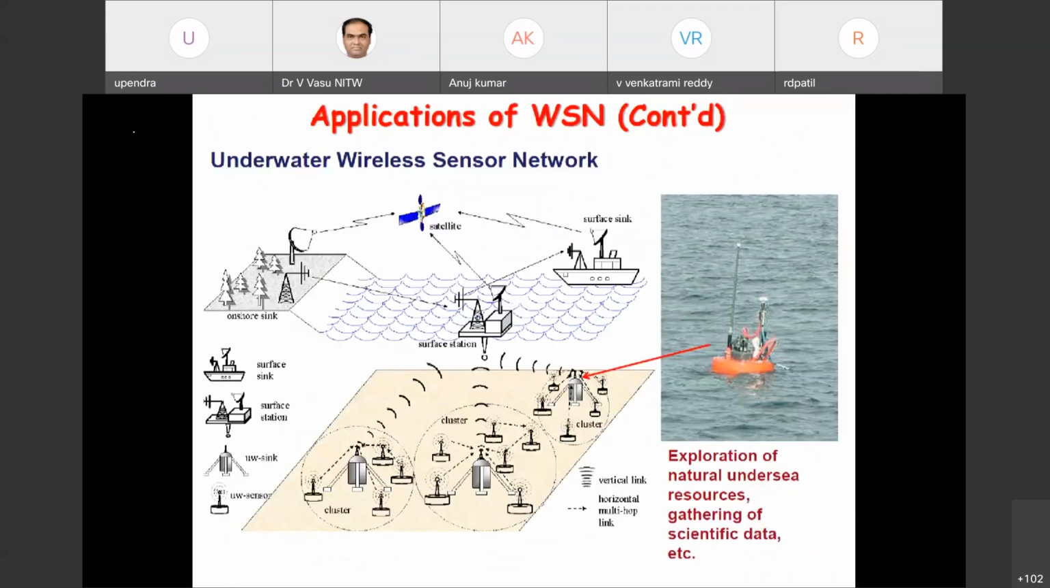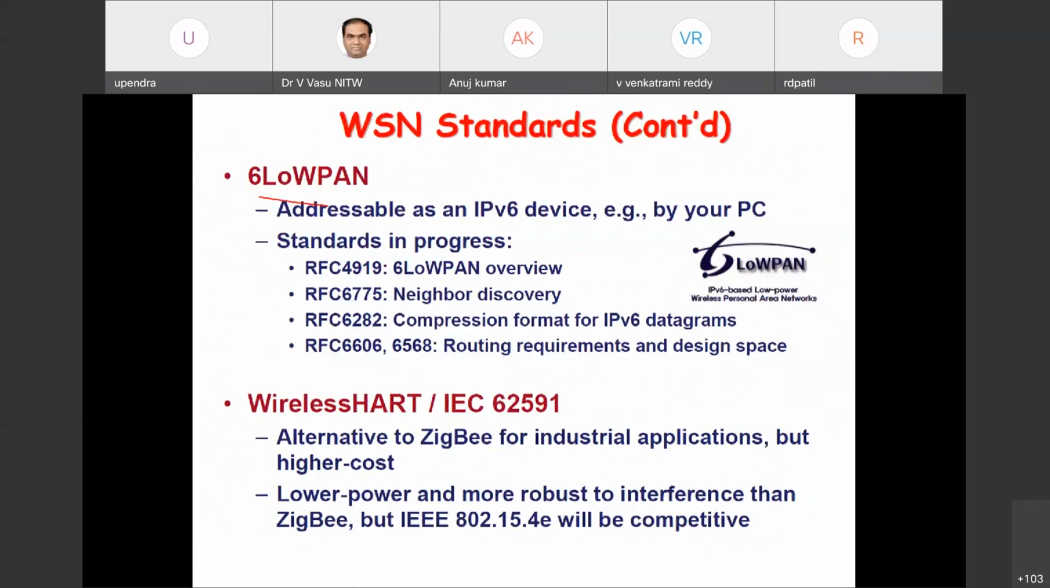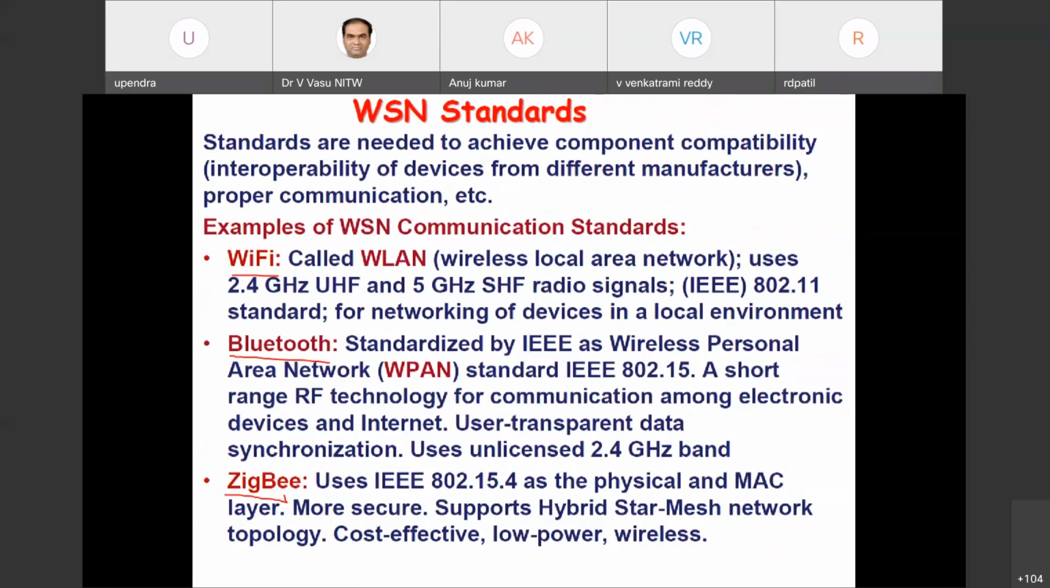Okay, so in the sea, in underwater wireless sensor networks, we can also incorporate this type of nodes, and you can explore the waves and everything. Okay, so the standard wireless networks we are going to have are Wi-Fi, Bluetooth, Zigbee, LoRa and wireless HART. These are some of the important wireless protocols which are going to be used. Okay, so for your present understanding, I will tell you.